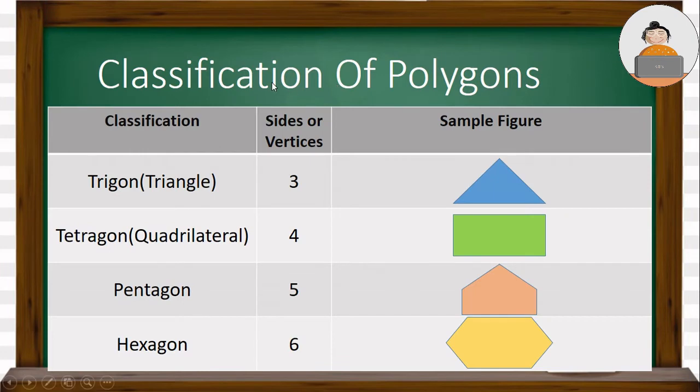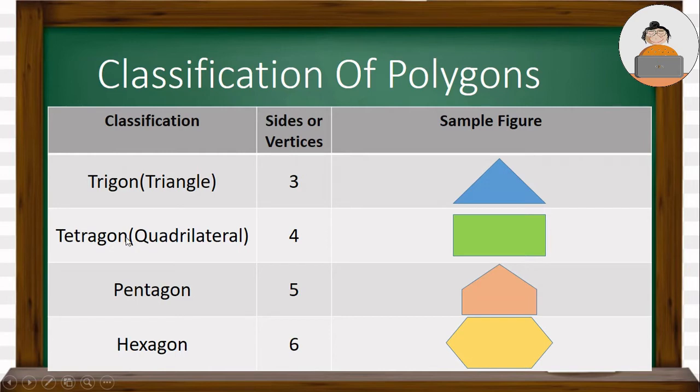Now we will classify the polygons based upon the number of sides or vertices they have. The first one is the trigon or the triangle consisting of 3 sides or vertices. As we have already discussed in the first slide, a simple closed curve needs at least 3 line segments to form a closed curve. So you can see the sample figure of the trigon.